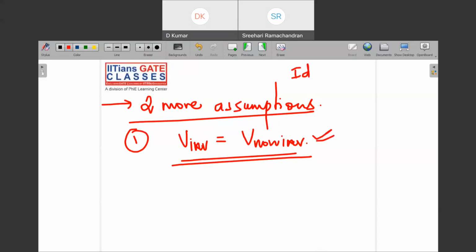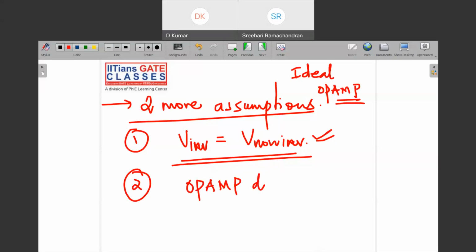So this is one kind of assumption for an ideal op-amp. Ideal op-amp means the open loop gain is pretty high, 10 raised to power 6 you can say. And the second assumption you have to consider here is that the op-amp does not draw any current, right? Understand? Why does op-amp not take any current? Can you tell me?